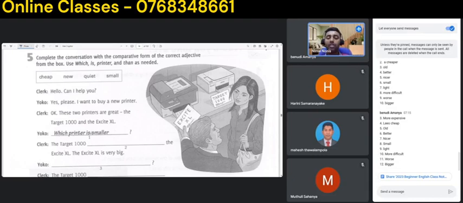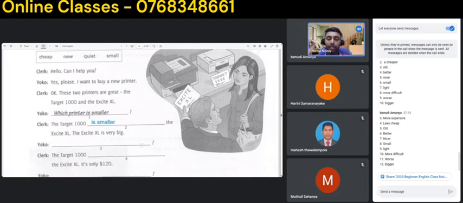Yoko: Which printer is smaller? Okay, so they are comparing. Which printer is smaller? Smaller means comparison. There are two printers. They are comparing. Which printer is smaller? The Target 1000 is smaller than the Excite XL. So when you look at these two printers, the Target 1000 is smaller than the Excite XL. The Excite XL is very big. So this Target 1000 is smaller. Comparative form is smaller. This is smaller compared to the Excite XL.